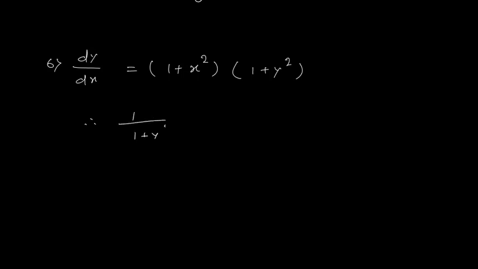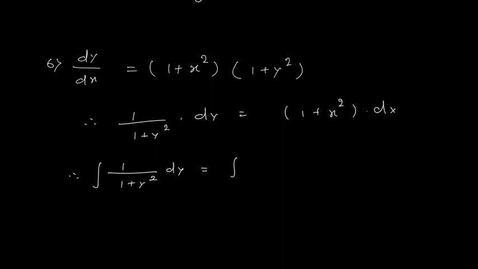Sixth problem. Again x with x, y with y. So I will say that therefore 1 upon 1 plus y square dy is equal to 1 plus x square into dx. Now I will integrate. So therefore integration of 1 upon 1 plus y square dy is equal to integration of 1 plus x square dx.